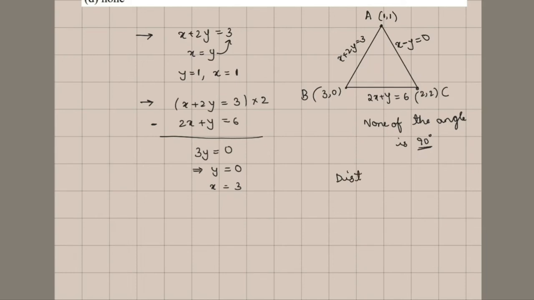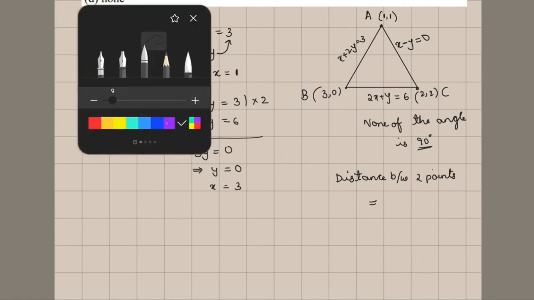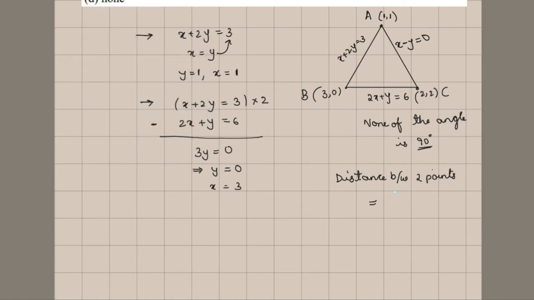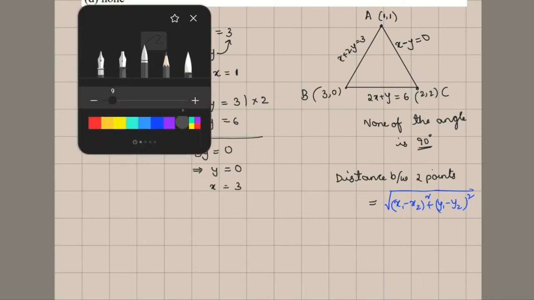This is discussed in lecture 1. Distance between 2 points. I am writing the concept so that you could get the question in a better way. So distance between 2 points is (x1 minus x2) whole square plus (y1 minus y2) whole square, under a root. This is discussed in lecture 1. Do watch if you don't know.